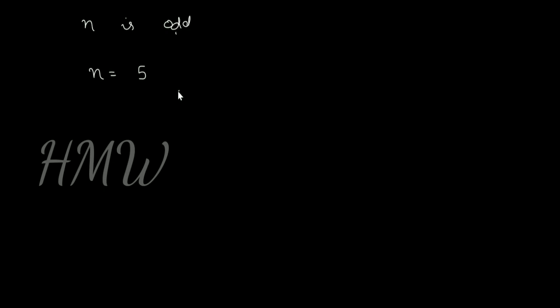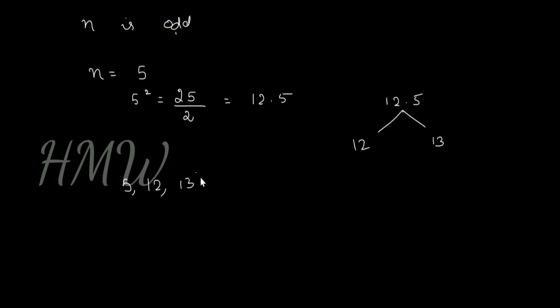First, we have to square this number. So 5 square is 25. 25 divided by 2 will give you 12.5. Now, 12.5 lies between 12 and 13. So the Pythagorean triplet is 5, 12 and 13.